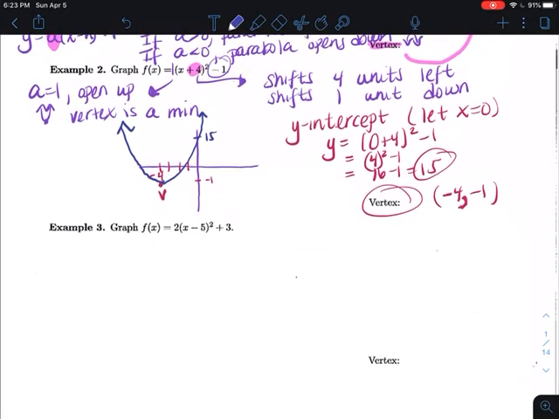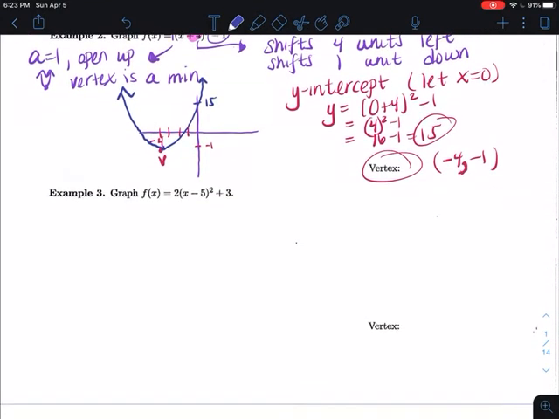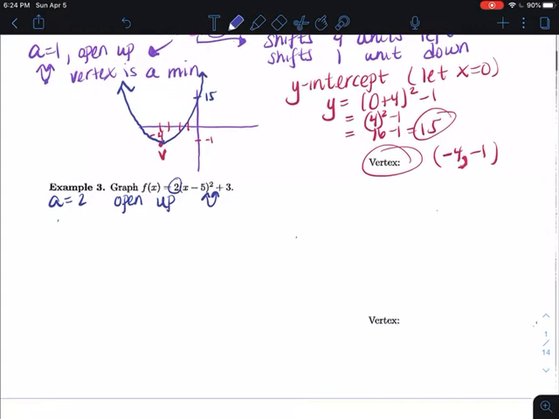All right, let's do another one together. So here, I'm going to graph this function. Let's talk about this a value. In this example, a equals 2. Since 2 is a positive number, that means my parabola is going to open up again. So there's your open up. The vertex is a min, or minimum. That's short for minimum.